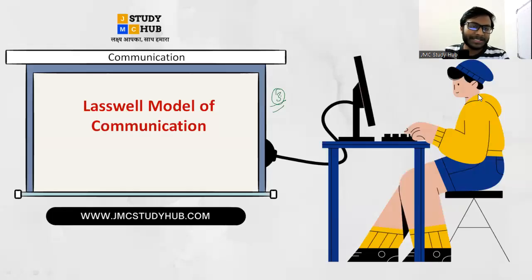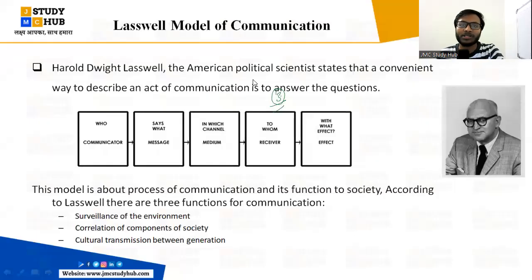Today's topic is the Lasswell model of communication. It is a very important topic because it is the first class that we have started. In this first class on models and theories, we will discuss the Lasswell model of communication. Very important model. Let's understand what this model talks about.